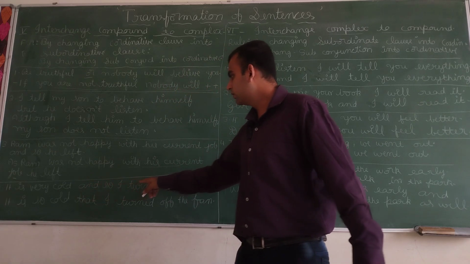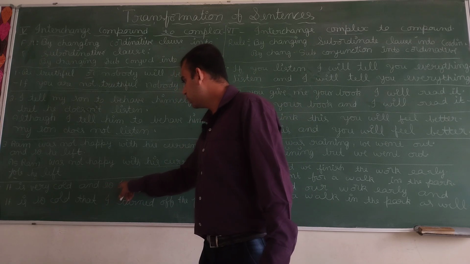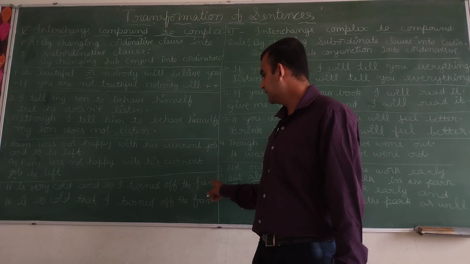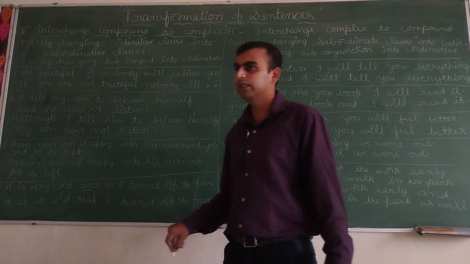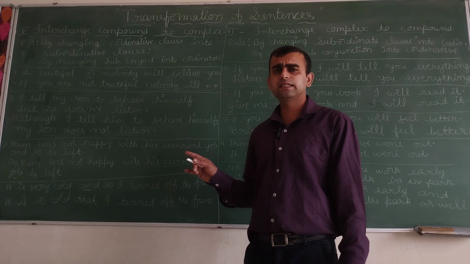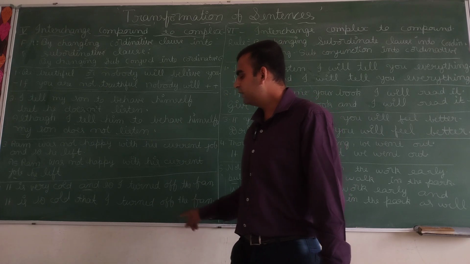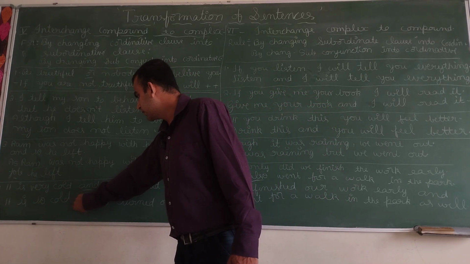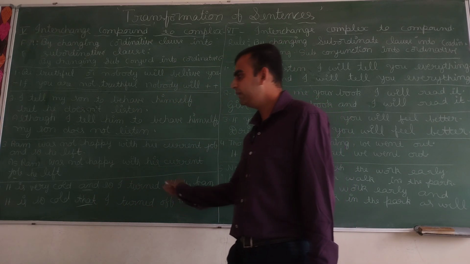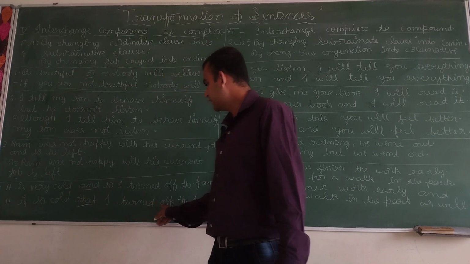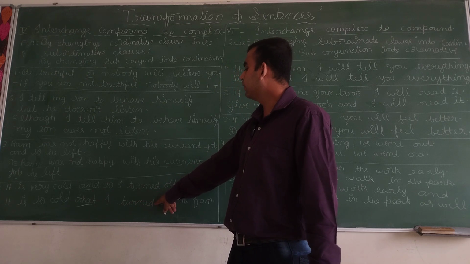It is very cold and so I turned off the fan. Which sentence is it? It is a compound sentence, because and is there, a coordinative conjunction. How to interchange this sentence into a complex one? It was so cold that I turned off the fan. It was so cold that is a subordinative conjunction clause. I turned off the fan. Why did I turn off the fan? Because it was so cold. This particular clause depends on the other clause. That's the reason it is called a complex sentence.